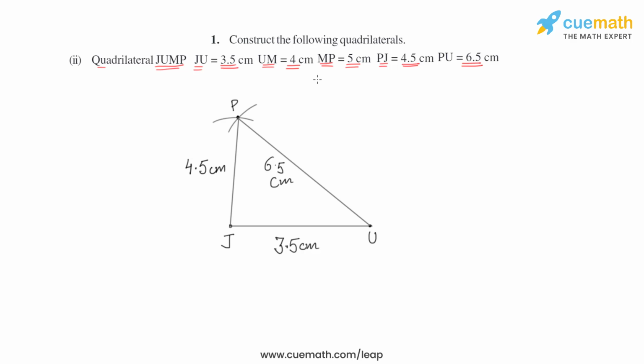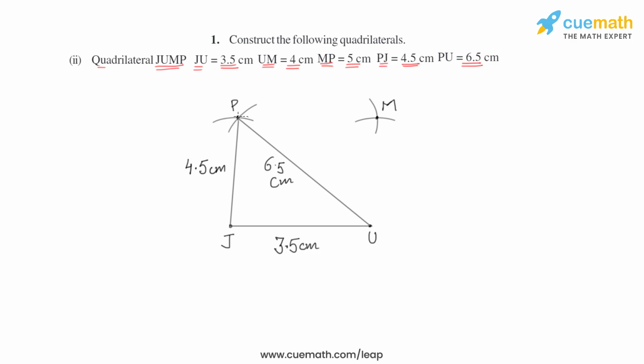Now clearly we can see that point M will be opposite to J. So let's construct UM first. UM is 4 centimeters. So taking U as center, construct an arc of 4 centimeters. So it will be like this. Then taking P as center, because MP is 5 centimeters, we construct an arc like this. The intersection point is point M.